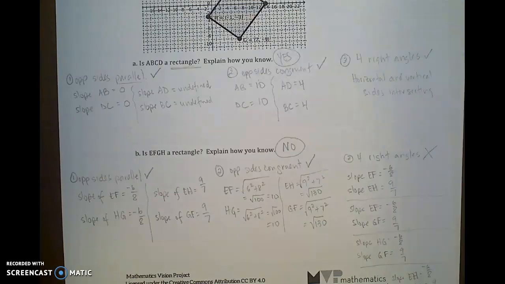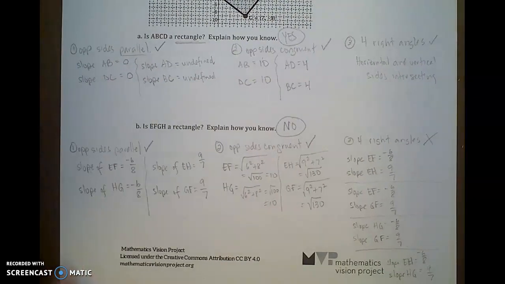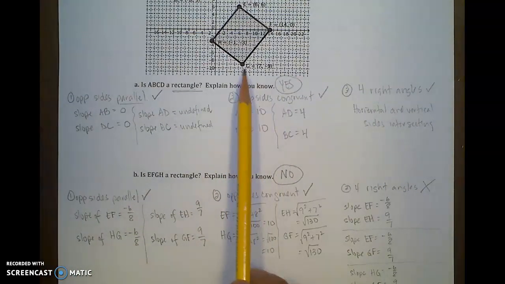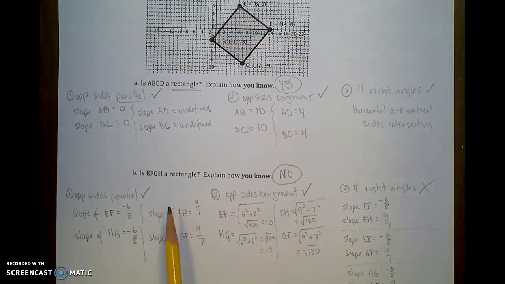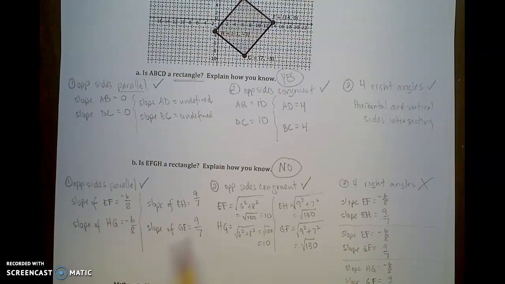Let me go to this other example, number 2. I needed to prove that this was a rectangle. Again, there are 3 characteristics that you need to show or prove that a figure is a rectangle. So whatever the characteristics are, you have to show the work and how you know that is true. You cannot just say the opposite sides are parallel and not show me any proof of that.